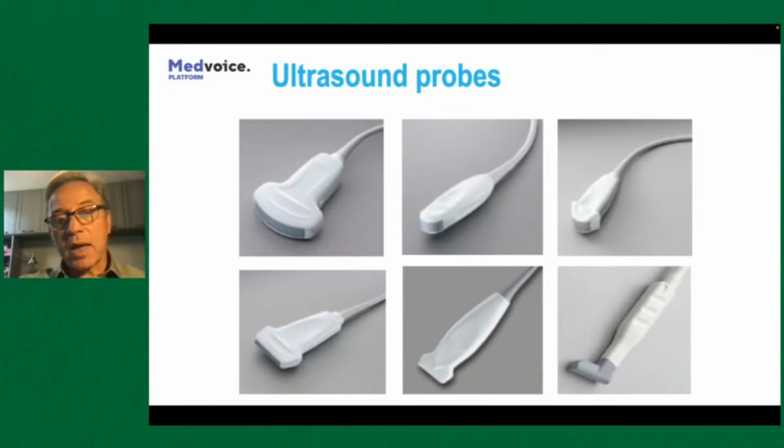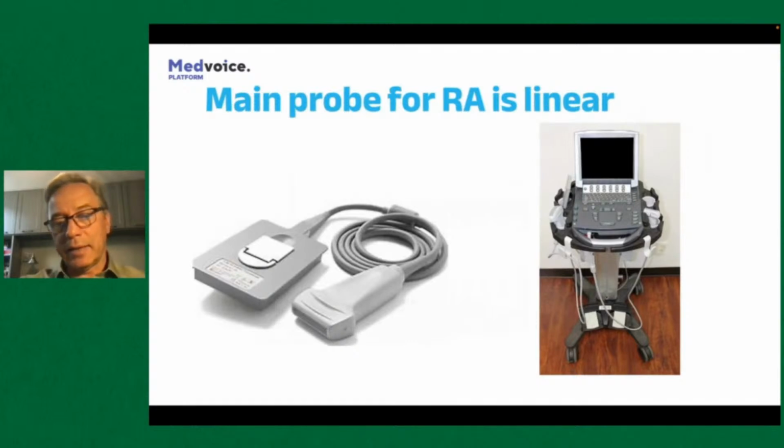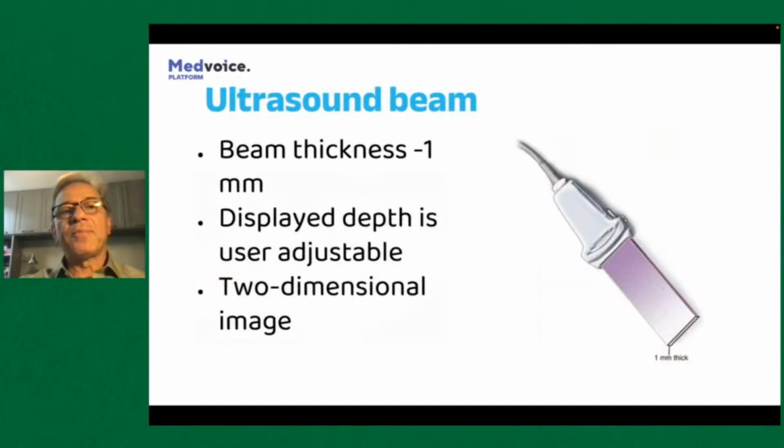There are many different ultrasound probes available, as you can see on the screen, but for regional anesthesia, the main probe is linear. So use a linear probe for the majority of your blocks, unless they're deep blocks like the lumbar plexus block. And remember that the beam is very, very thin. It's only 1 millimeter thick, and it's a two-dimensional image. What you see on the screen is two-dimensional, like in a book.